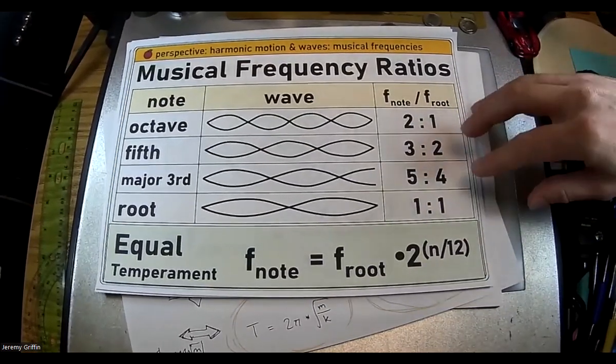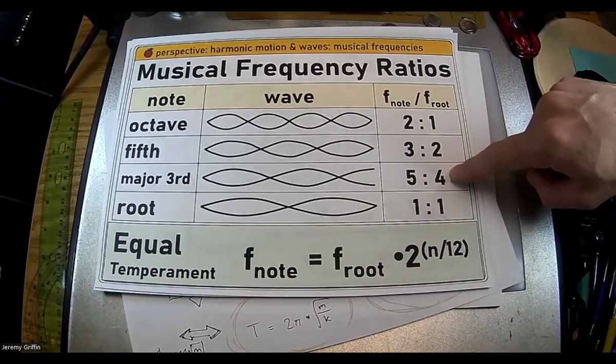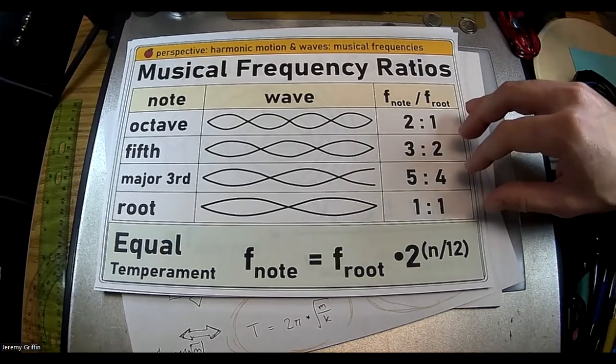But what if you want to hit other notes in a chord? A fifth could be a 3:2 ratio, and a major third could be a 5:4 ratio. Now this is actually an old definition.